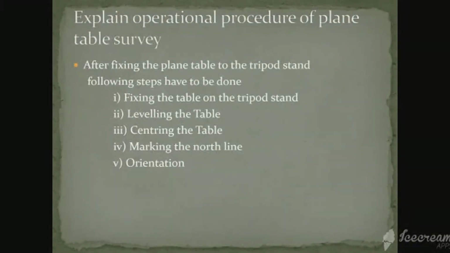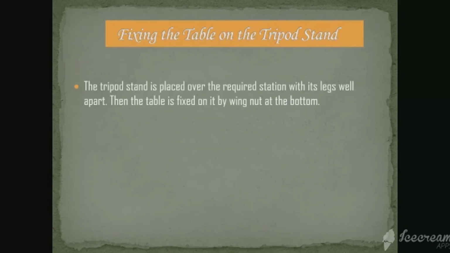Explain the operational procedure of plane table survey. After fixing the plane table to the tripod stand, the following steps have to be done. First, fixing the table on the tripod stand. Second, leveling the table. Third, centering the table. Fourth, marking the north line, and then orientation. Fixing the table on the tripod stand.